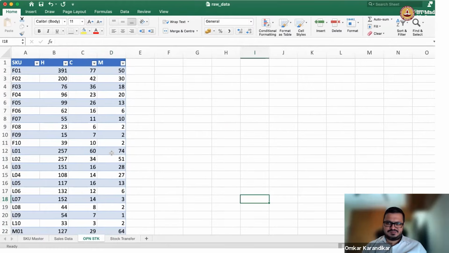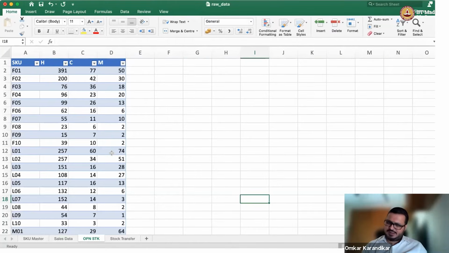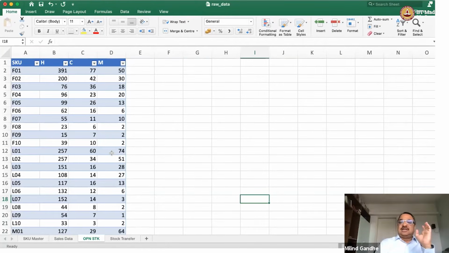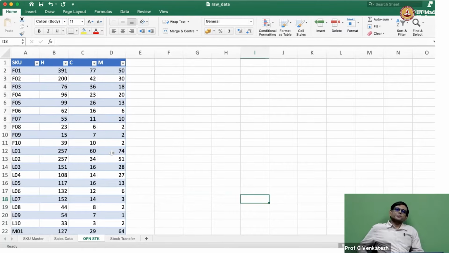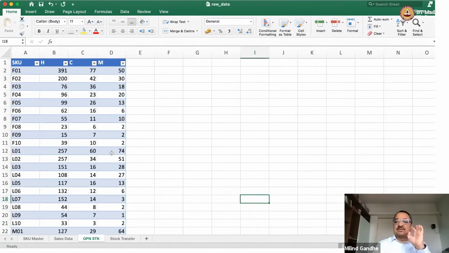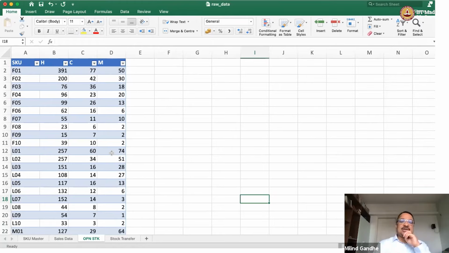So on the 1st of April, Hyderabad had 391 units of F01, Cochin had 77 units, and Madras had 50 units. That's how I read this, right? That's right. In this case, we will only have 30 rows, 30 rows into 3 columns, 90 odd data points.